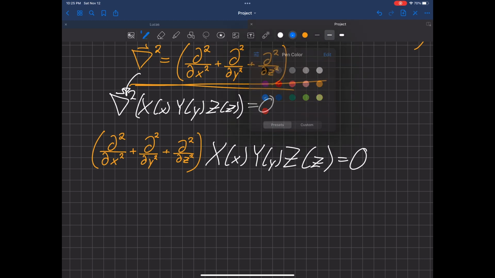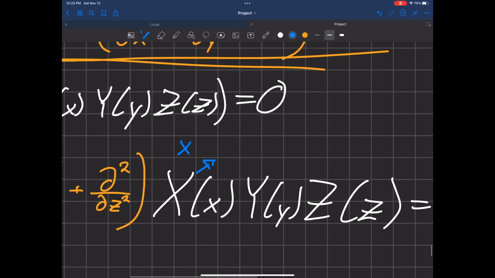First, let me just make a minor adjustment. A lot of times we're going to call our x of x, we're going to call it big X, right? So just remember this is a function of x. We're going to call y of y big Y, okay?